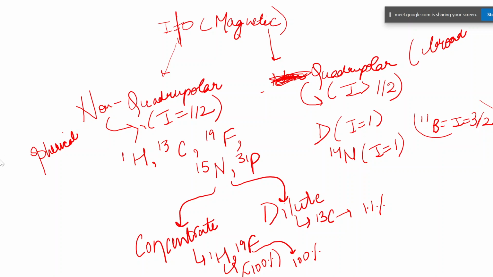And then further, the nuclei are divided into two, concentrate and dilute. Concentrate nuclei are those which have more natural abundance, like 19F and 1H, while dilute nuclei are those in which natural abundance is less, like 13C, where it is 1.1.